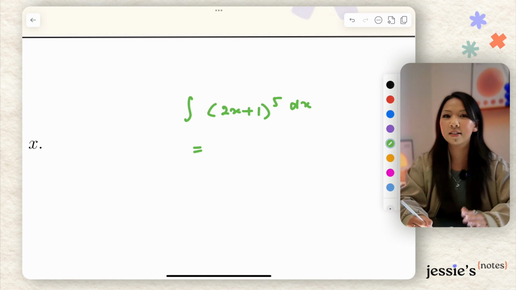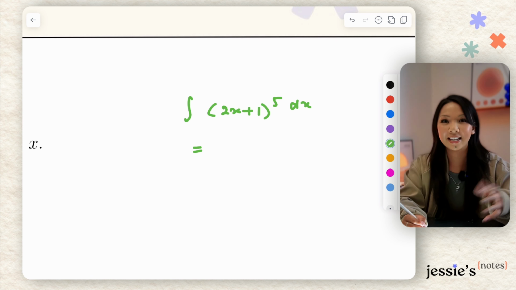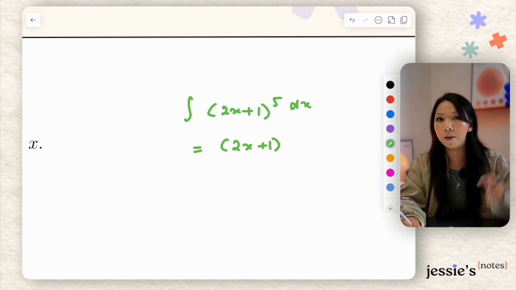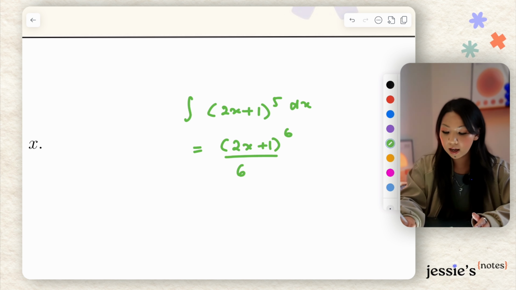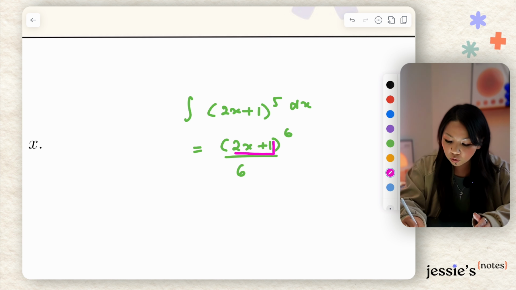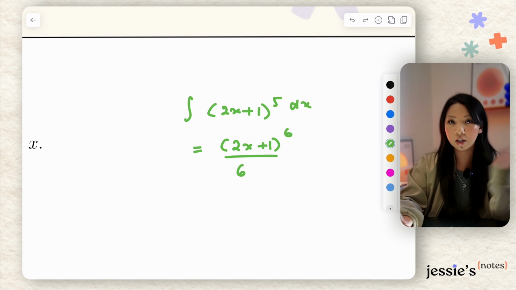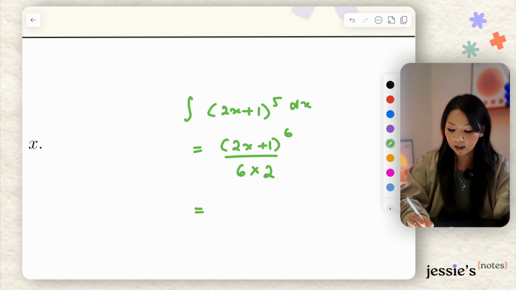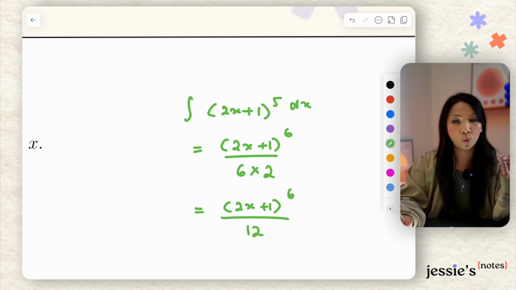Now, if I wanted to integrate the same thing using reverse chain rule, guess what? It's literally the same thing, except it's the opposite process. We perform the power rule, where instead of decreasing the power by 1, we increase it by 1, and divide by that new power. You're also going to take the derivative of the inside, which is 2, but instead of timesing by 2, you divide by 2, which is the same thing as timesing the denominator by 2. You end up with (2x + 1) to the power of 6 all over 12.